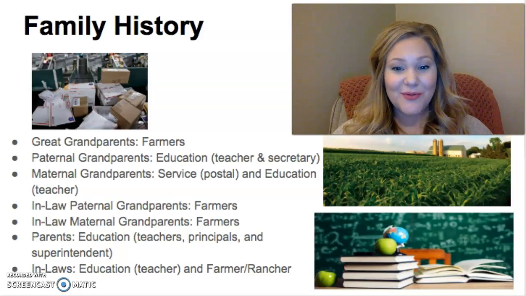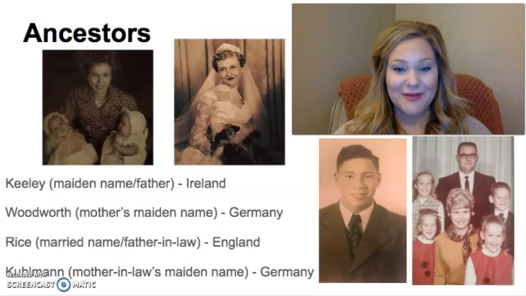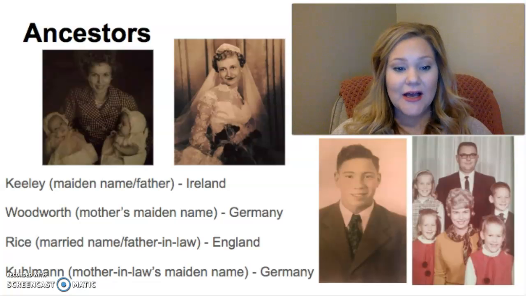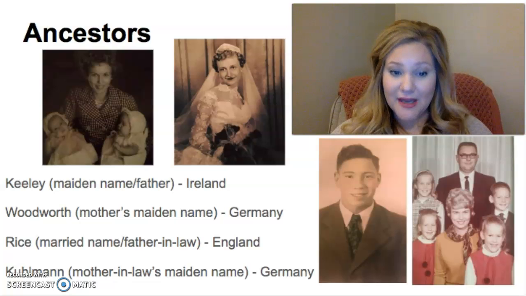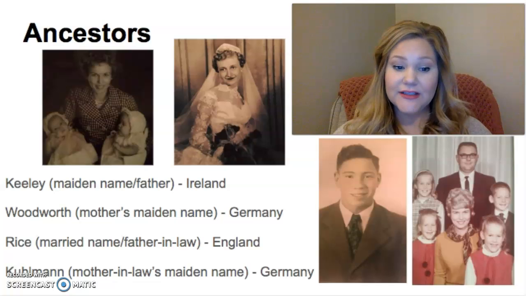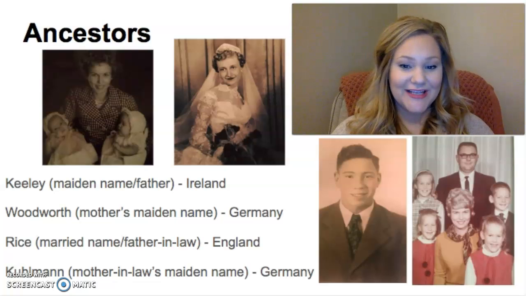So pretty simple, a lot of education and farming within my family. Ancestors, so my maiden name is Keeley, which is also my father's name, and they came from Ireland. Woodworth is my mother's maiden name, and they came from Germany. And then Rice, which is my married name, and my father-in-law's name, they came from England. And then Kuhlman, which is my mother-in-law's maiden name, they came from Germany. So a little bit of history on that.